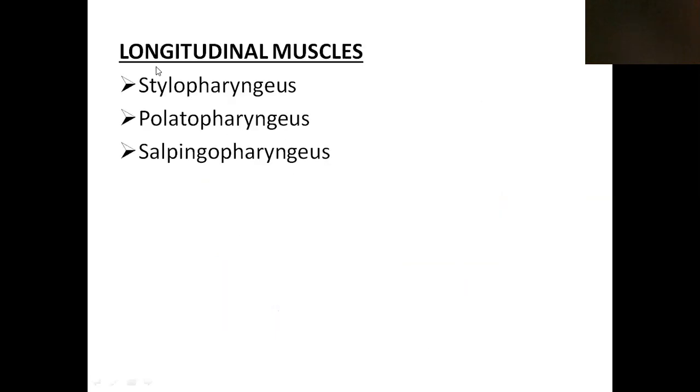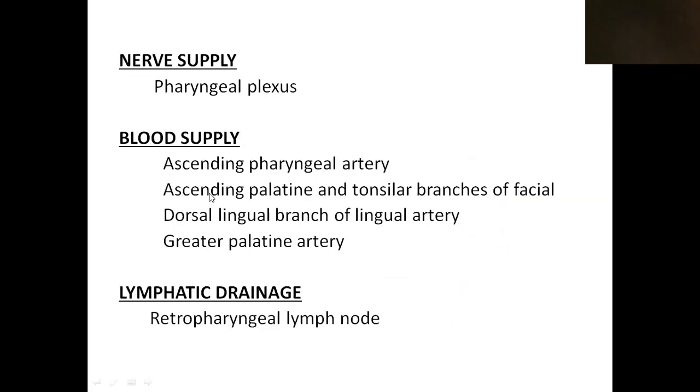Then, as I told, the longitudinal muscles: stylopharyngeus, from the styloid process to the pharynx; palatopharyngeus, palate to the pharynx; then salpingopharyngeus, auditory tube to the pharynx. The nerve supply is the pharyngeal plexus of nerves. Blood supply: ascending pharyngeal artery, ascending palatine and tonsillar branch of the facial artery, both are branches of the facial artery, then the dorsal lingual branch of the lingual artery, and the greater palatine artery. These are some of the important arteries going to the pharynx.